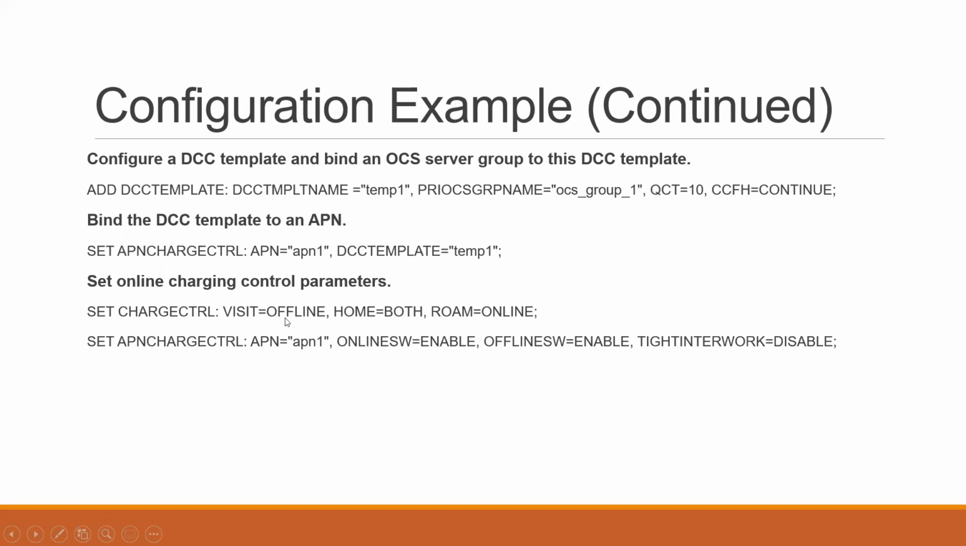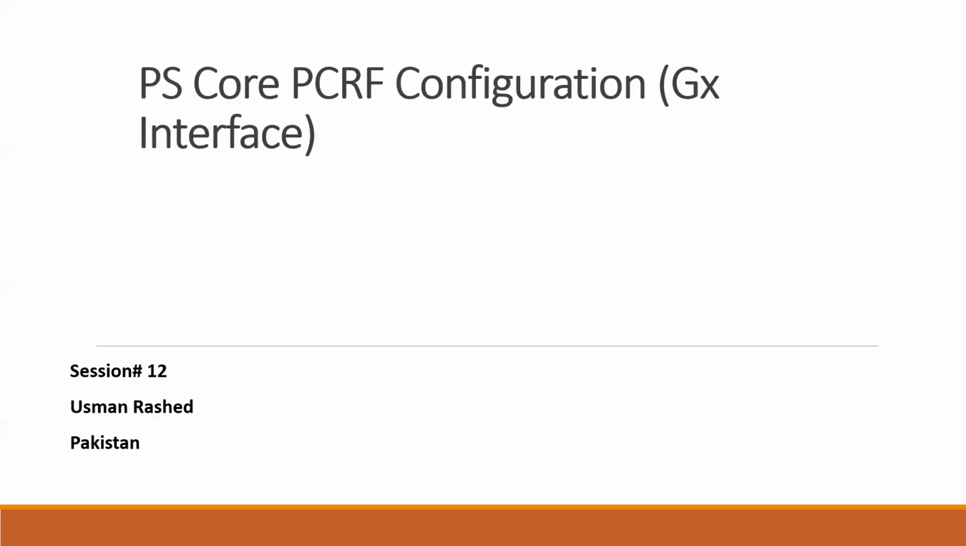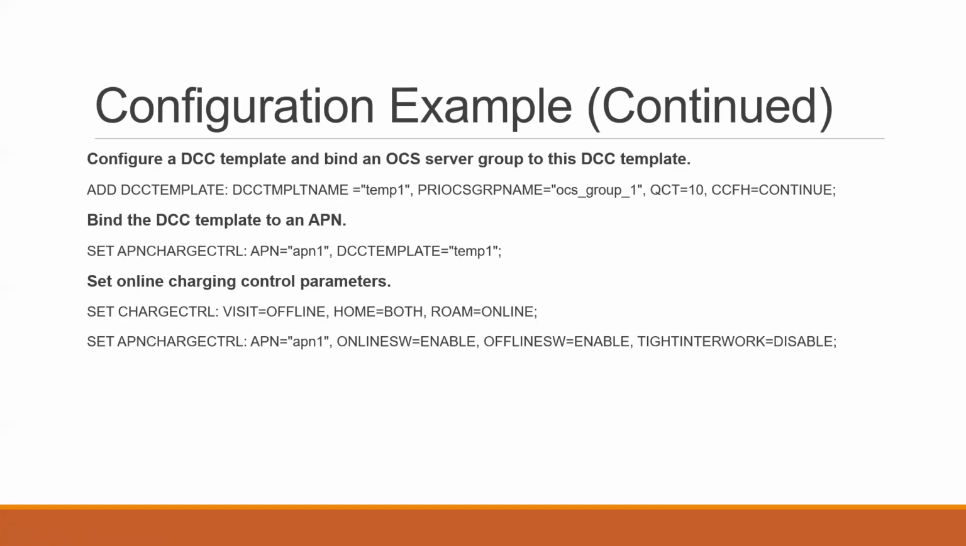So charge control, visit offline and home press. So this is an example. It can be based on the global configuration, based on APN configuration. It can be based on your user profile configuration as well. So you have a lot of flexibility of whether to enable online and offline charging or not.